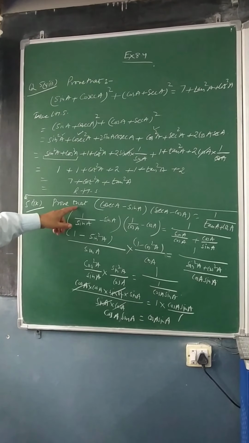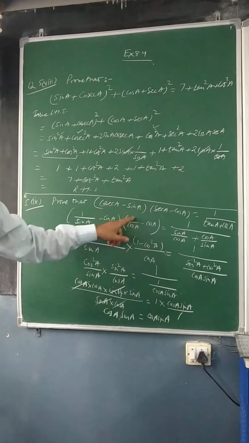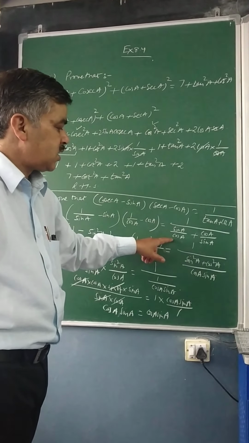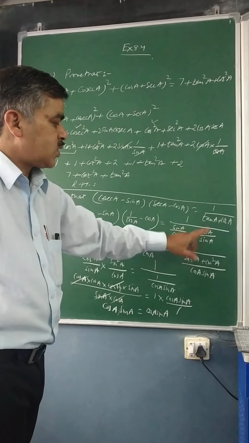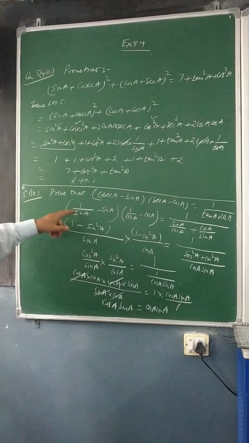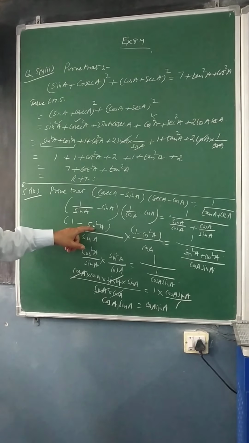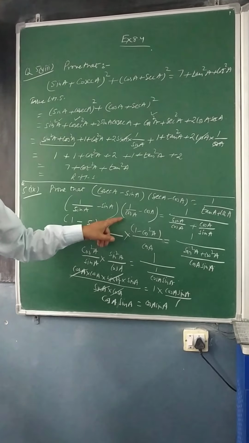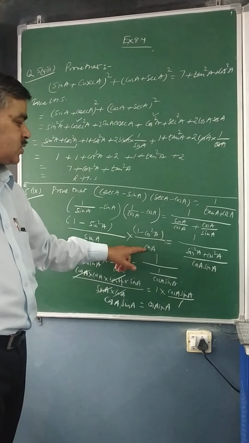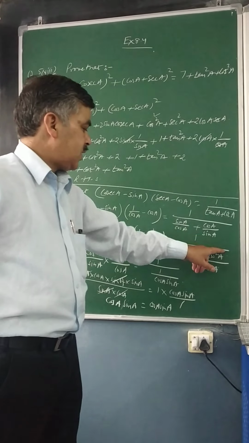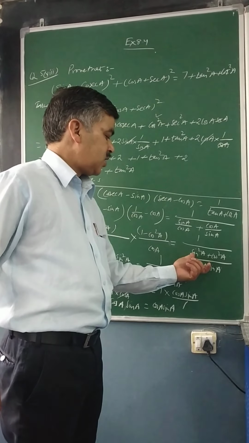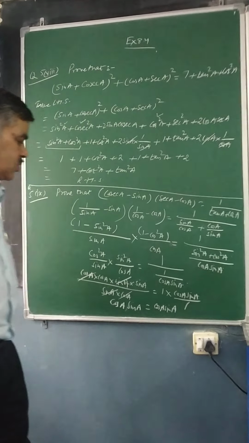That I did. So 1 upon sin A minus sin A, 1 upon cos A minus cos A. Here it is 1 upon the whole, tangent is sin A upon cos A plus cot A is cos A upon sin A. Then I did the calculation. Take the LCM. Here you will be getting 1 minus sin square A upon sin A. Here also if you take the LCM, 1 minus cos square A upon cos A is equal to 1 upon, take the LCM in denominator, it will be cos A sin A, and here you will get sin square A plus cos square A.